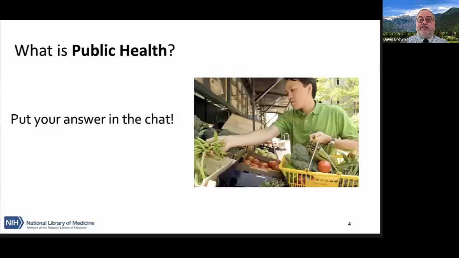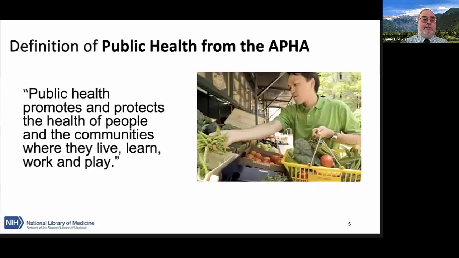And again, there's not necessarily one correct definition, but we're going to use the EBPH definition here, which is: public health promotes and protects the health of people and the communities where they live, learn, work, and play. It's quite a grandiose definition because it's all-encompassing. But to me, it looks at how we make sure people are able to ascertain the best health outcomes and quality of life they can with the resources they have, from my perspective. But again, that's their definition.